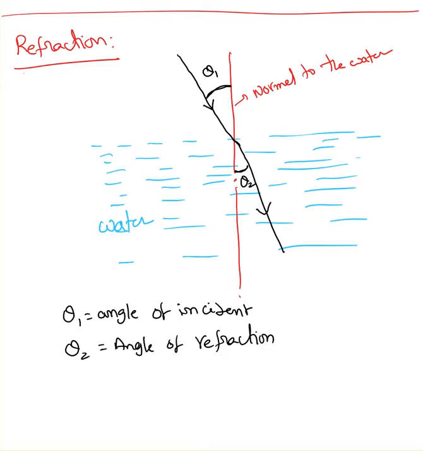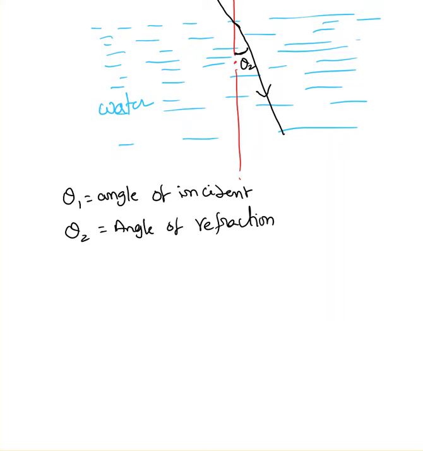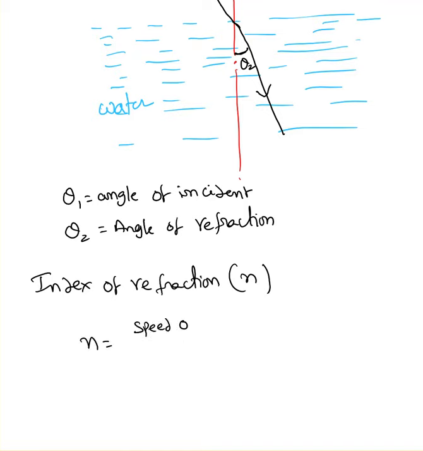Okay, so how can we determine the change in that speed? We can determine by using index of refraction. We call that index of refraction. Okay, we indicate with the small n. So the index of refraction is a number. That number is defined as speed of light in vacuum over speed of light in given material.